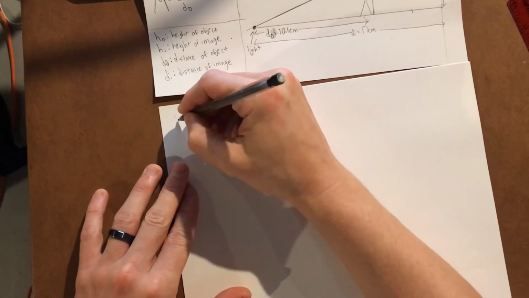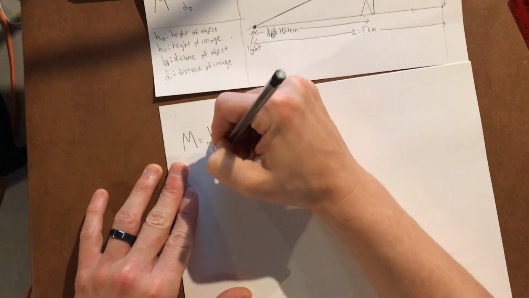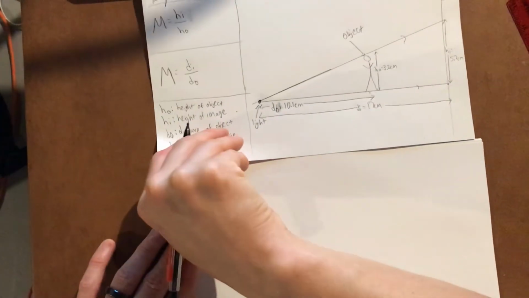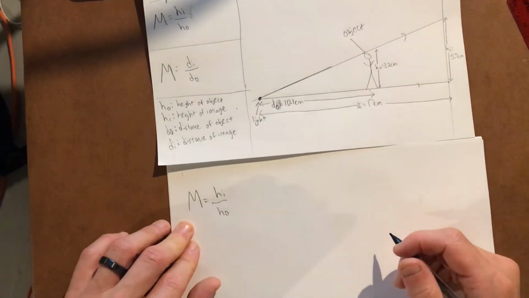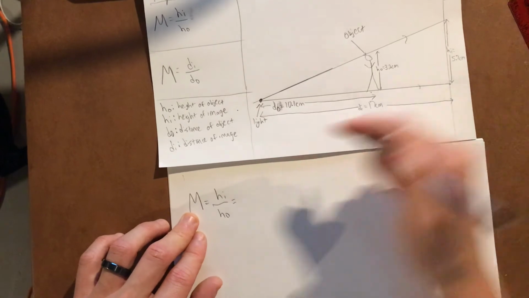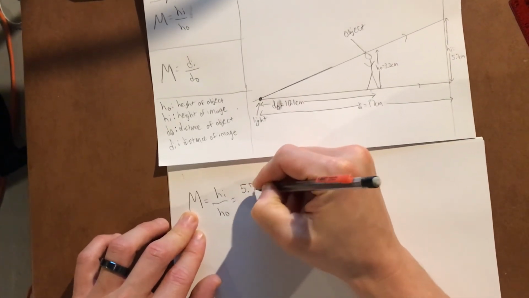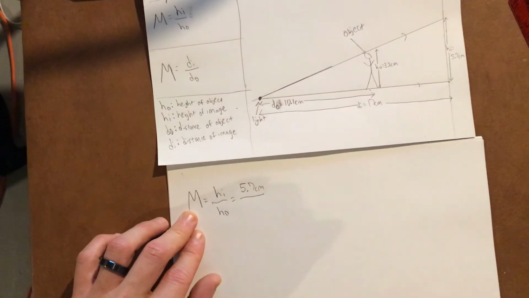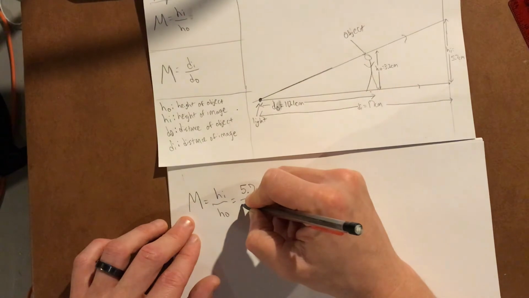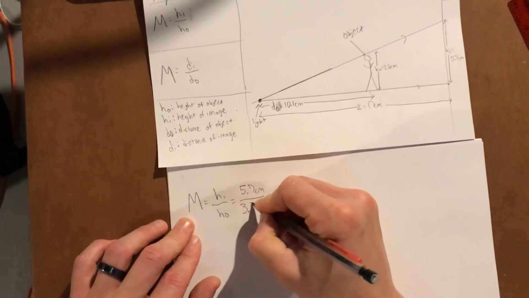So let's calculate magnification with the height equation, HI over HO. And I'm going to keep this diagram so you can see how we're going to use it. We're just going to plug in the numbers. So HI is right here. I got 5.7. You probably have a different number. Remember, please pause the video if I go too fast. HO is right here. So that's 3.2 centimeters.